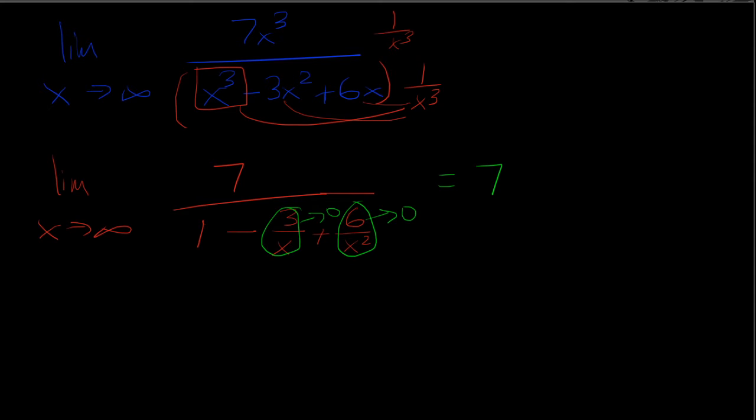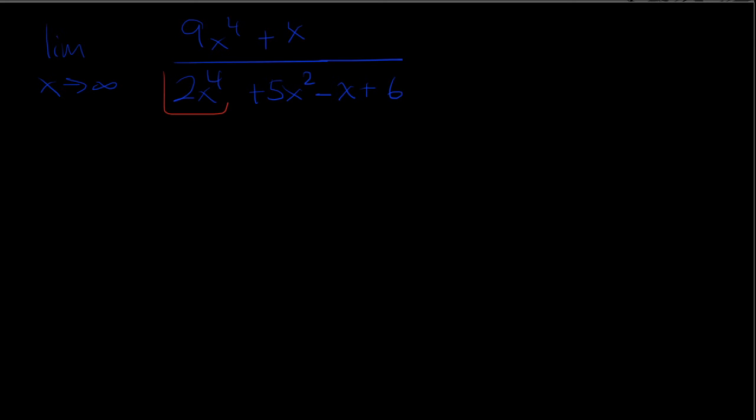Let's try one with a higher exponent, but both the numerator and the denominator have the same exponent. I have (9x to the 4th plus x) over (2x to the 4th plus 5x squared minus x plus 6). I look at the denominator and I see that 2x to the 4th is the highest term. Right. So that means I'm going to multiply the numerator and the denominator by 1 over x to the 4th.